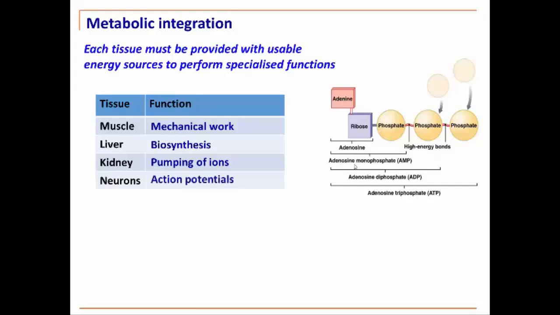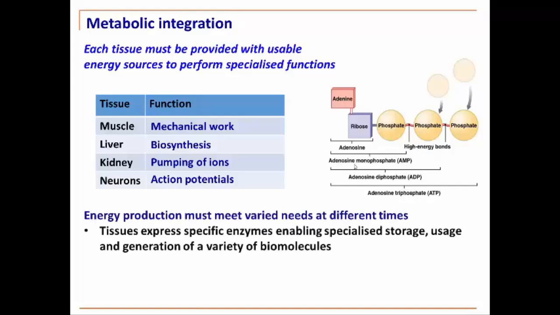And finally, your neurons, of course, they're generating action potentials, and action potentials is all about transfer of information. So the action potentials go down the neuron, and then that goes on to release a neurotransmitter onto the next cell, which generates more action potentials. And of course, that requires a lot of energy. So really, the energy production in the various tissues must meet various needs at different times. And so each tissue expresses specific enzymes enabling its specialized storage and use and generation of a variety of biomolecules.